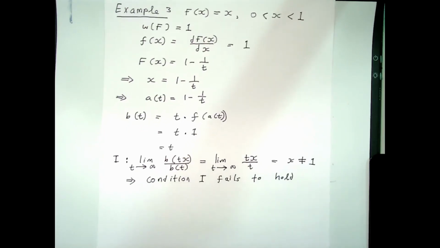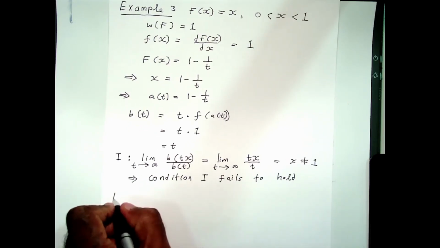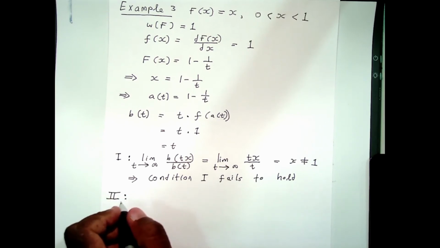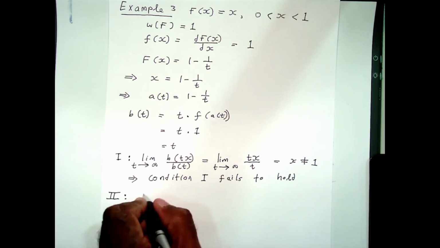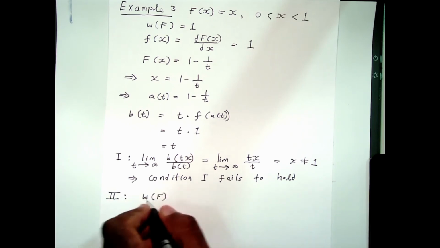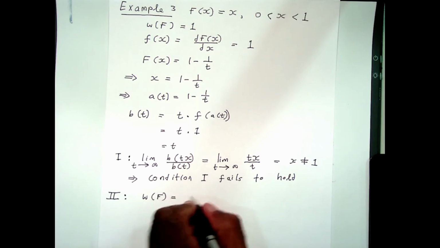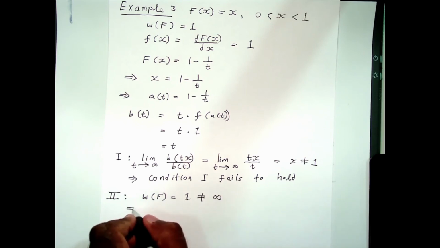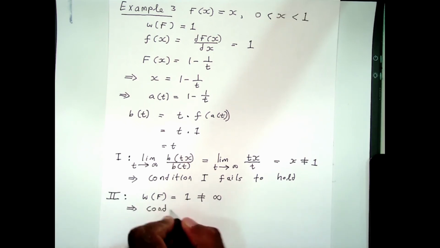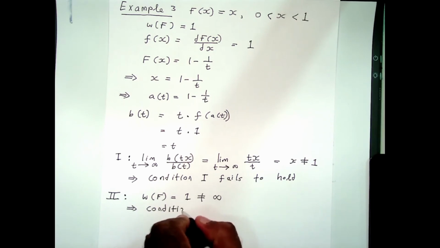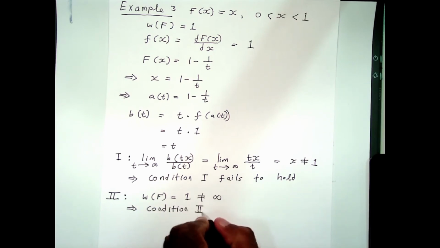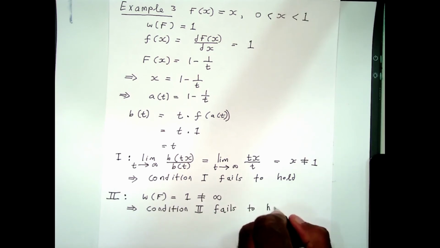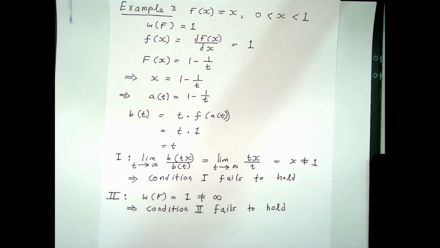Now let's look at condition 2. For condition 2 to be satisfied, w of f must be infinity, but in this example w of f is 1, which is clearly not equal to infinity. So hence condition 2 fails to hold.